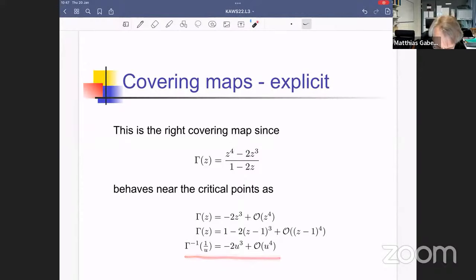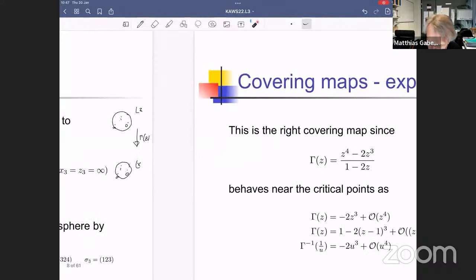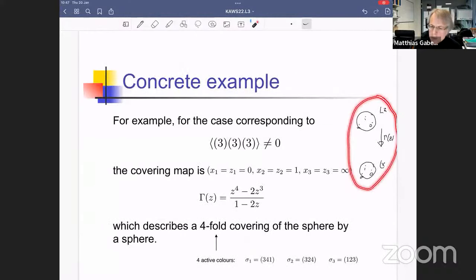So, I mean, depending on how good you are at this, you may or may not be able to spot that this has this property, but it's not difficult to plug this into Mathematica and convince yourself that these identities are true. And therefore this map ticks all the boxes that it has to tick in order to describe this sort of covering map, which is a threefold covering at each of these three points. So that's the simplest example of such a non-trivial covering map, and it doesn't look too scary, right? I mean, for covering maps that are maps from the sphere to the sphere, this is just going to be a ratio of polynomials, so nothing too fancy happening.